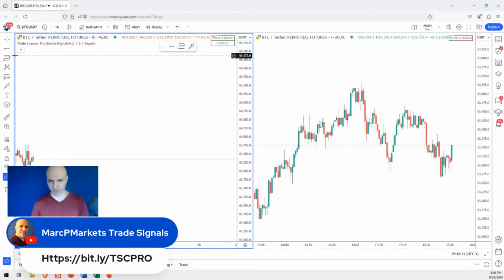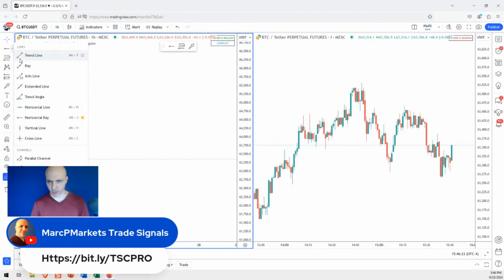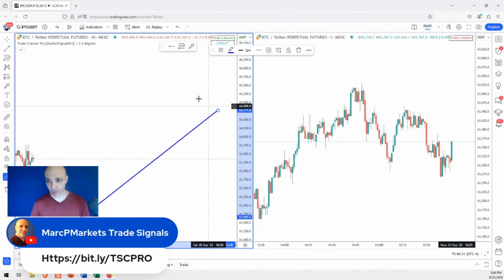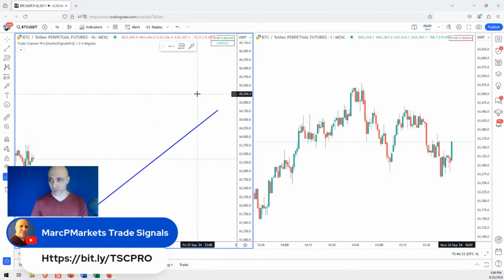First, let me explain to you how this thing works, what it does. So the Trade Scanner Pro is a trend following momentum reversal system. That means it identifies a trend. It can be bullish or bearish, and it tells you up here in this little section, bullish or bearish, right?